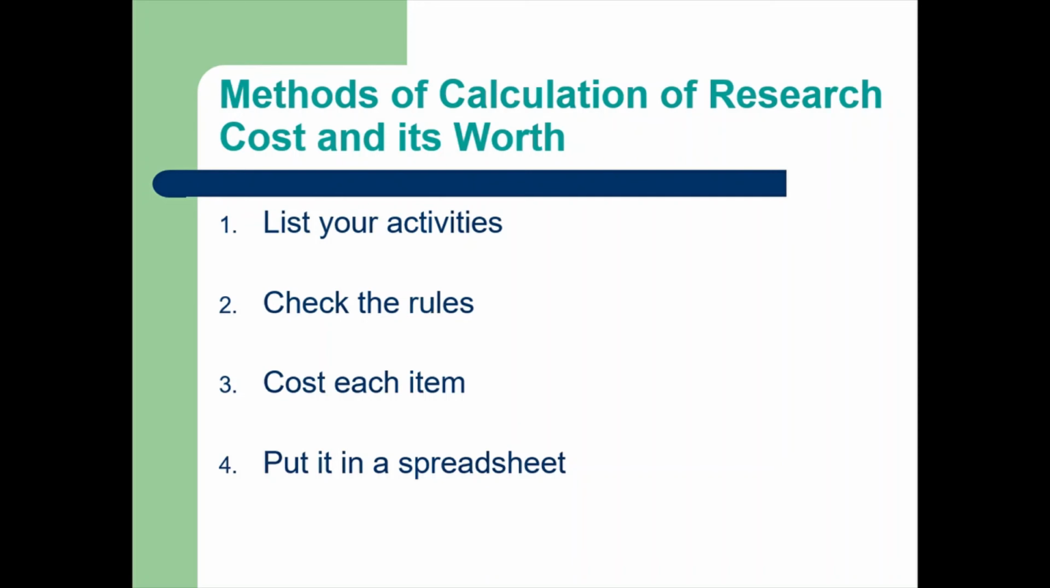Next is to check the rules. Each company has prescribed rules when it comes to funding R&D, the research and development, and then cost each item. Of course, for the computation or the documentation, the total cost of the research should be calculated accurately. Put it in a spreadsheet, so accountants know this very well. Every expense has its own account name or account title.